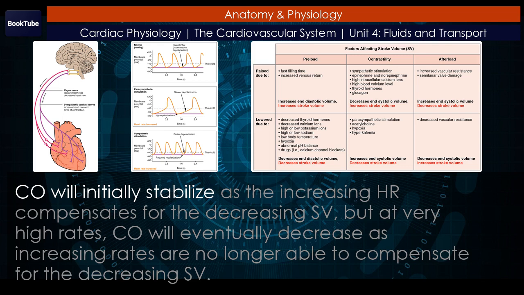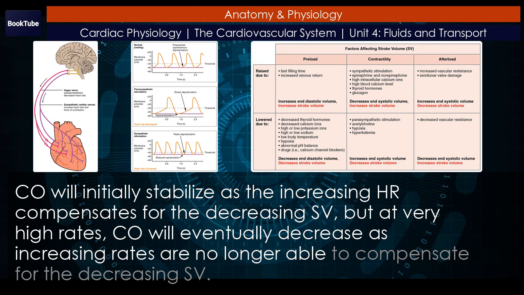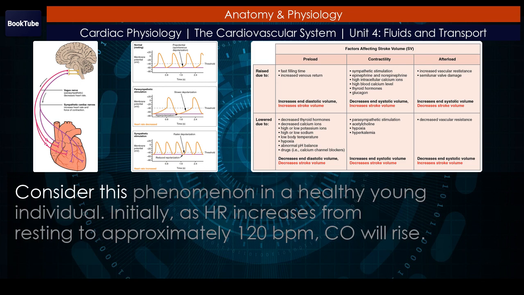CO will initially stabilize as the increasing HR compensates for the decreasing SV. But at very high rates, CO will eventually decrease as increasing rates are no longer able to compensate for the decreasing SV. Consider this phenomenon in a healthy young individual.